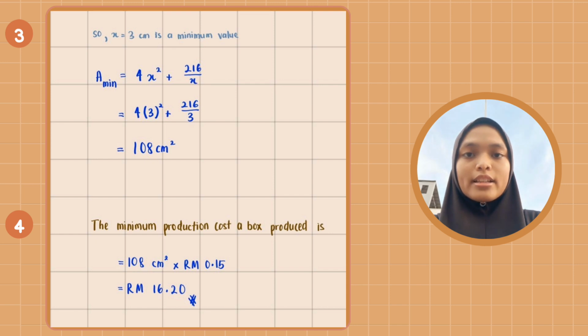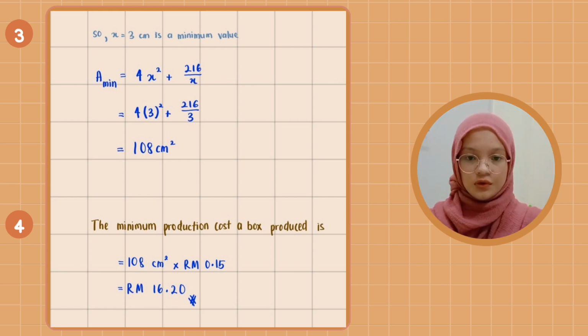Now we have to find the minimum area with the minimum value, which is x equal to 3. The minimum area equals 4x² + 216/x, which is 4 times 3² plus 216/3. The final answer will be 108 cm². Question number 4. The minimum total surface area, 108 cm², is multiplied by 50 cents. Thus, the minimum production cost of a box produced is RM54.00.